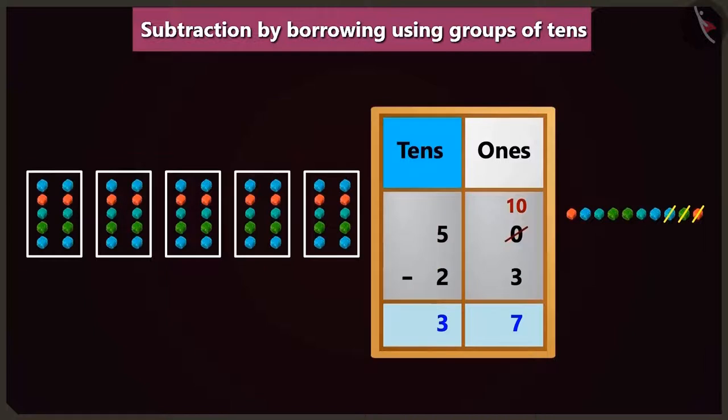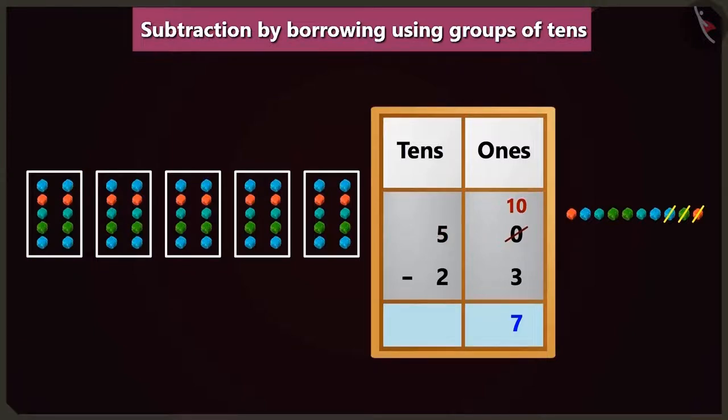Oh, Chichi, look here carefully. You borrowed 1 from 5 tens of the box of tens and wrote 10 ones in the place of ones. But you forgot to subtract 1 ten from 5 tens in the box of tens. Oh yes, you are right, Chuchu.